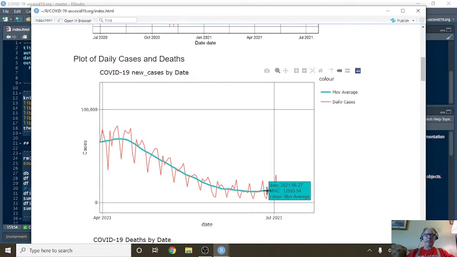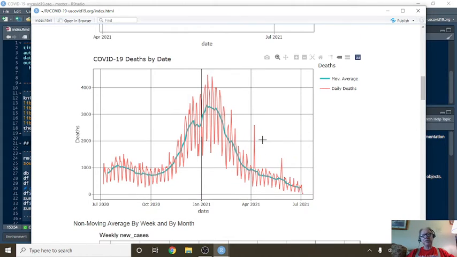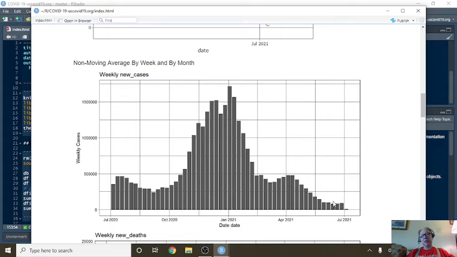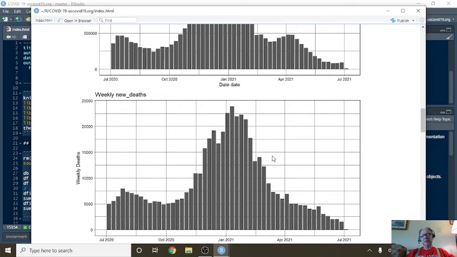For the 7-day period ending June the 28th, we were averaging 12,315 cases per day. What about deaths? You can see the continued declining pattern in deaths. On July 4th, we reported 33 deaths in the U.S. For the 7-day period ending 6/28, we were averaging 243 deaths per day. And you can see the weekly numbers of this declining pattern in cases and in deaths.